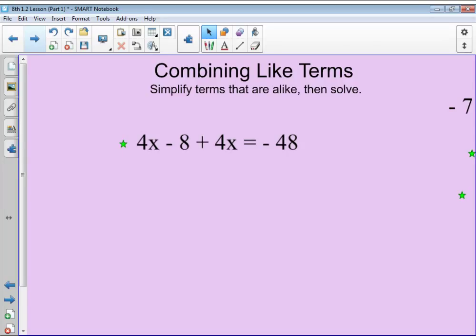For this problem, you should have ended up with an answer of x equals -5. If you didn't get -5, double check to make sure that you combined your x's correctly. Check with the partner, check with me.